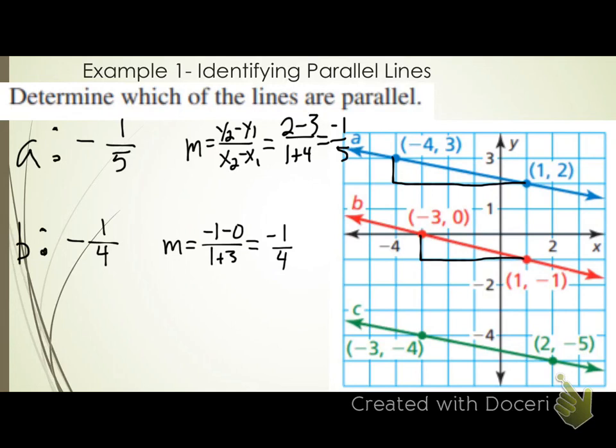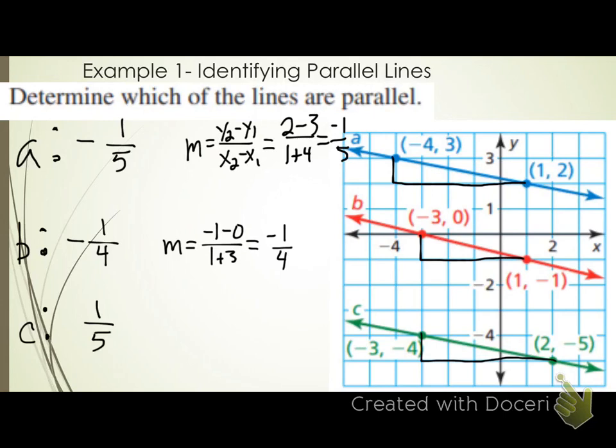And line C. Once again, find the slope. How tall is my triangle? It is 1 tall. That's my rise. How wide is my triangle? 5. 1, 2, 3, 4, 5. That's the width of my triangle.